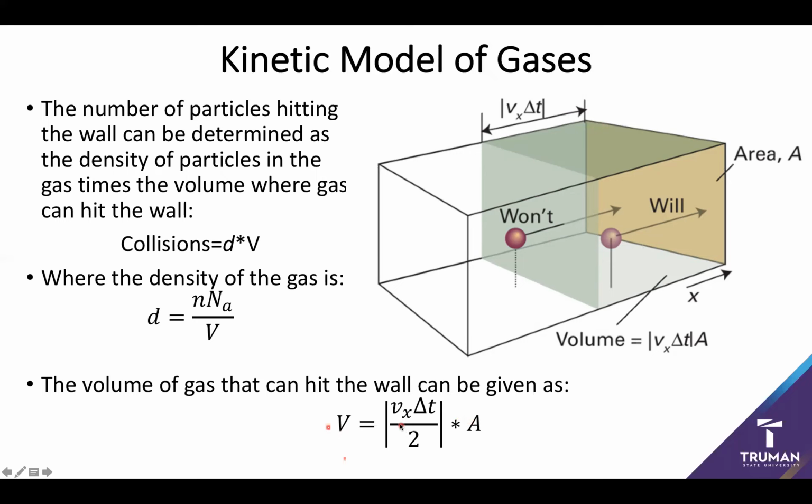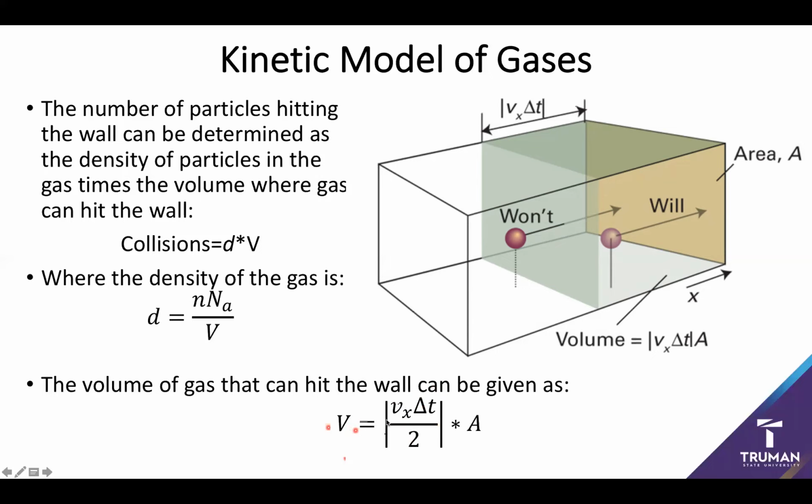And it turns out that what I can do is describe this dimension of how far out a gas has to be before it'll hit the wall based on the velocity of that gas. So if my gas is moving fast, this volume is going to be quite big. If the gas is moving slow, this volume is going to be relatively small. And then it's going to also depend on what sort of time interval I'm dealing with.